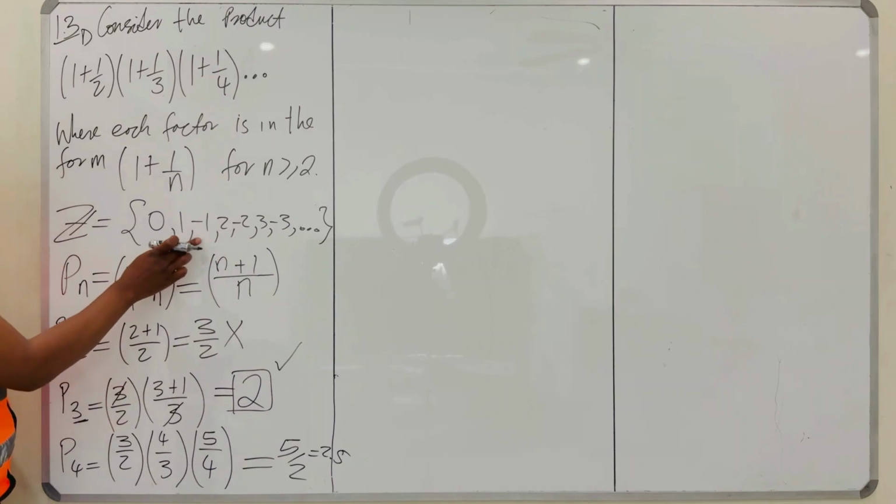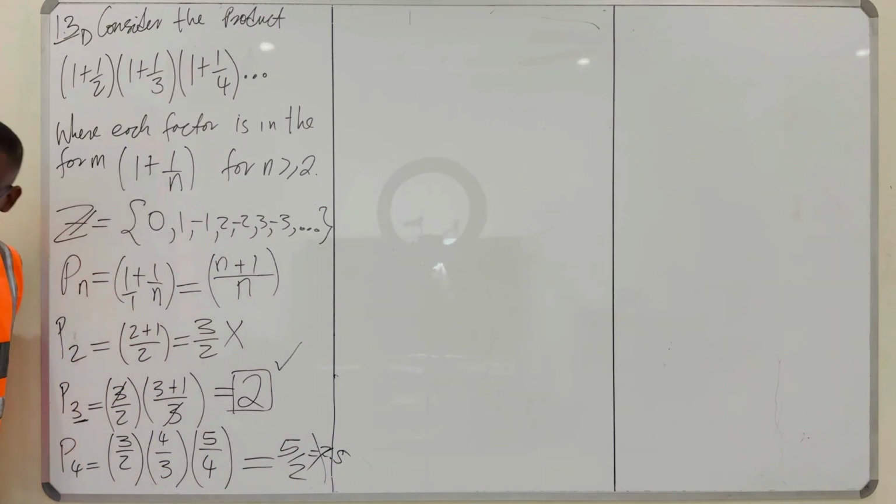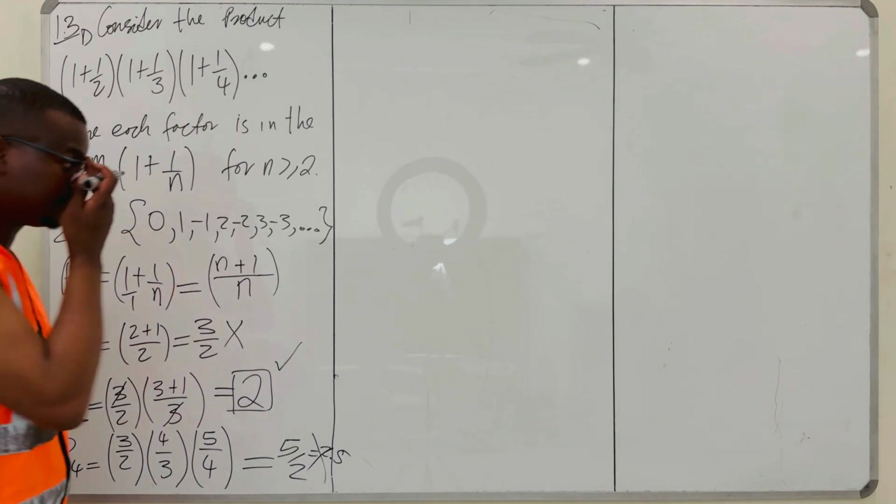Is 2.5 part of this set? So 2.5 is not an integer. So we're not looking for this thing here. So your n equal to 4 doesn't work. Let's go to the next one.